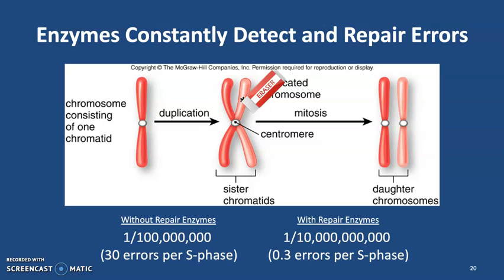So without repair enzymes, 1 in 100 million is the error rate. So that's about 30 errors every time the cell divides. With those repair enzymes, it's 1 in 10 billion, which, remember, we have about 3 billion, so that's a third of an error for every S phase. It's not nothing, but that sure does sound better than 30 every time your cell divides.